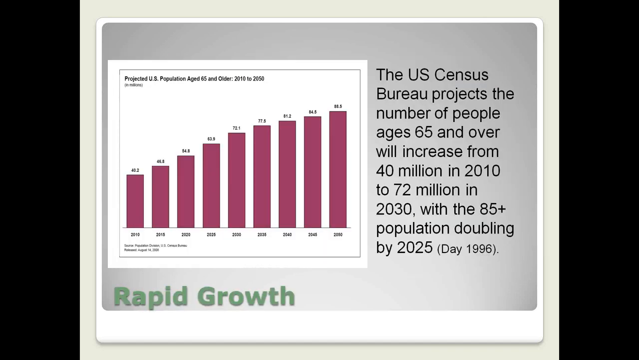The U.S. Census Bureau projects that the number of people ages 65 and over will increase from 40 million in 2010 to 72 million in 2030, and the 85-plus population is going to double by 2025. If you want to have a different way of looking at that number, they tell us that every day this year, 7,000 baby boomers in the United States are turning 65. I haven't heard the projections for 2012, but some version of this is going to continue for the next 17 years.